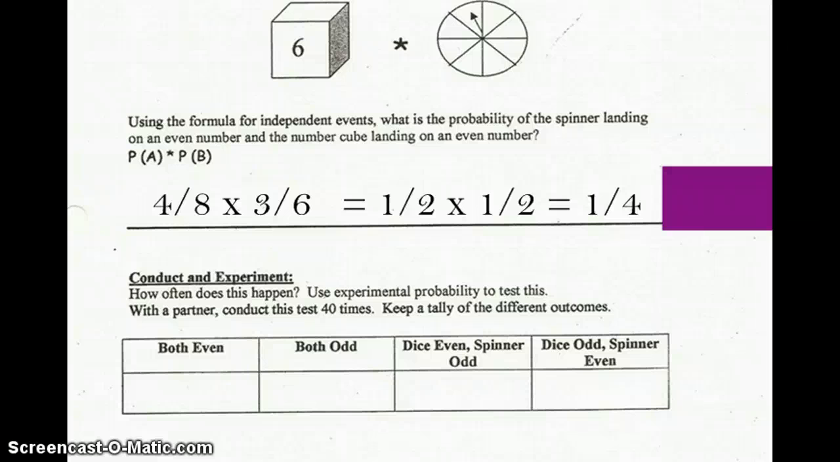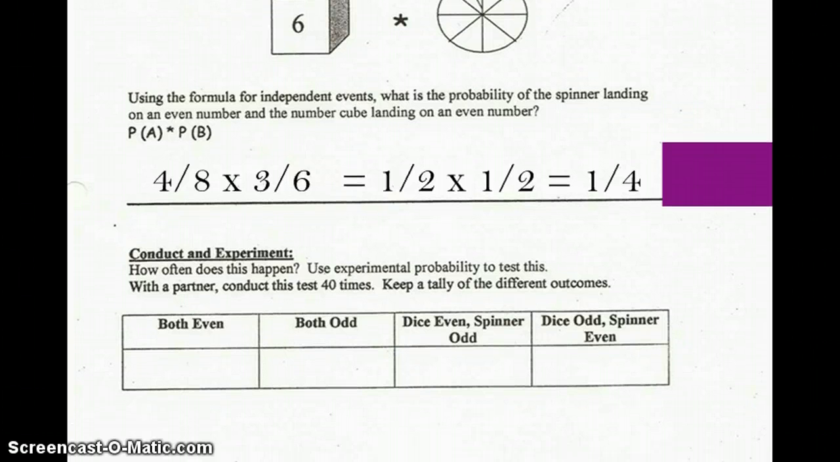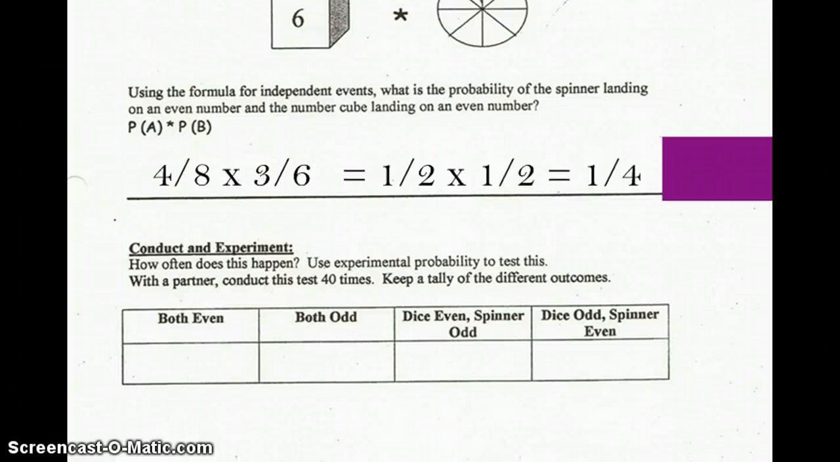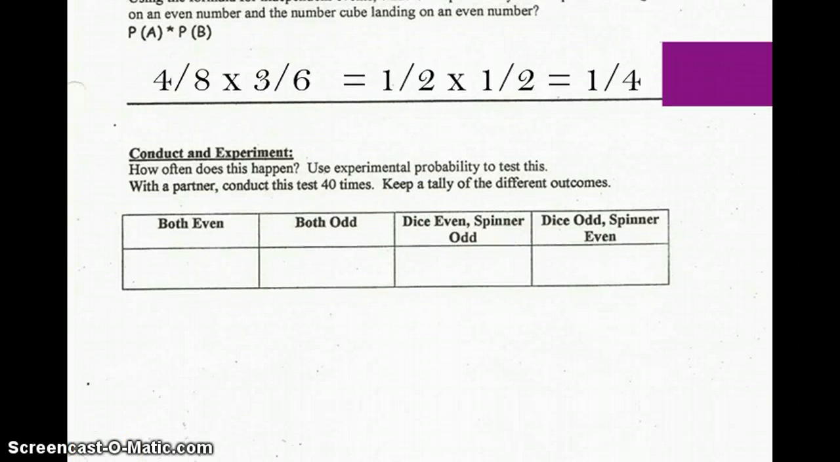Put a tally mark here when they're both even, here when they're both odd, in the third column when the dice is even and the spinner's odd, and in the fourth column when the dice is odd and the spinner is even. Then you're going to see if it actually does happen where they're both even 1/4 of the time. When you're finished with your experiment, raise your hand and have the teacher check your work. Then turn to the other side to answer the questions on the back.